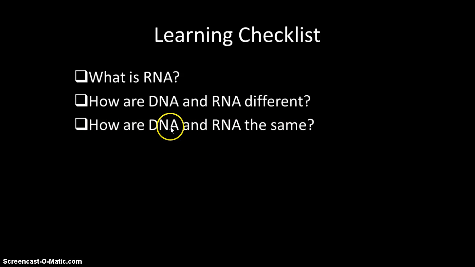Finally, how are they the same? DNA and RNA both have C, G, and A as bases. C still pairs with G. They're both nucleic acids. They're both made of nucleotides, and they both have a phosphate sugar backbone. So those are some of the key points and the differences. We're going to see a lot of our new friend RNA over the upcoming semester, but good work with your homework tonight.